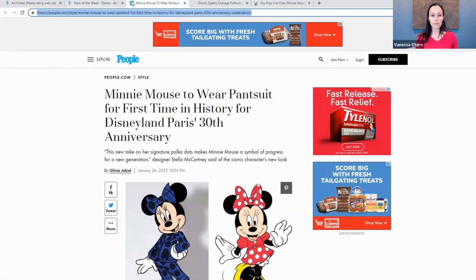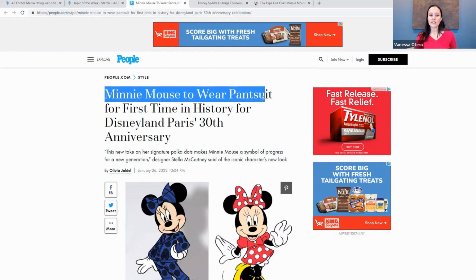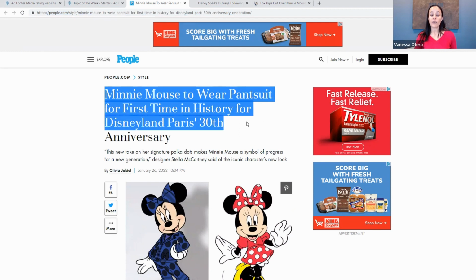So this is interesting. Why is Minnie Mouse's pantsuit in the news at all? Let's read about the story and then we'll discuss this type of topic in the news and how it functions in our current news landscape. So: Minnie Mouse to wear a pantsuit for first time in history for Disneyland Paris's 30th anniversary. That's the headline. That appears to be what the story is.